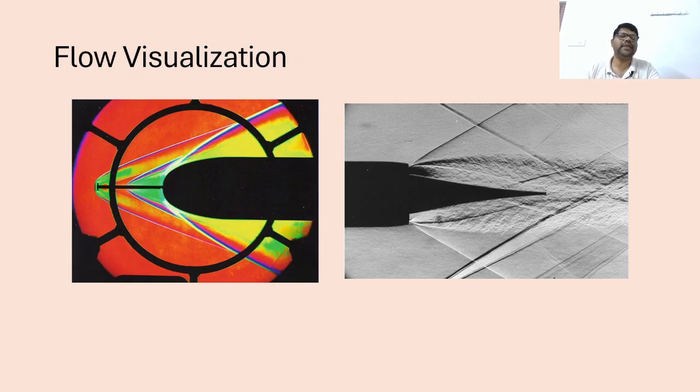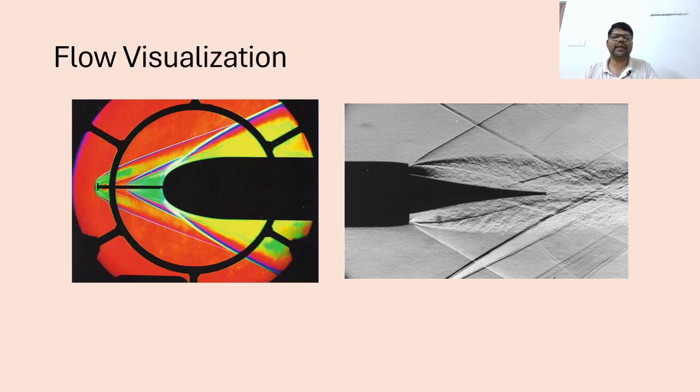Here I have added some images of different flow visualization methods. On the left hand side, you are seeing a colorful image. It is the color shadowgraph flow visualization method. This method shows the flow and the formation of shocks over a blunt nose body. This blunt nose body has a spike attached to the leading edge of the nose. You can see the formation of shock waves.